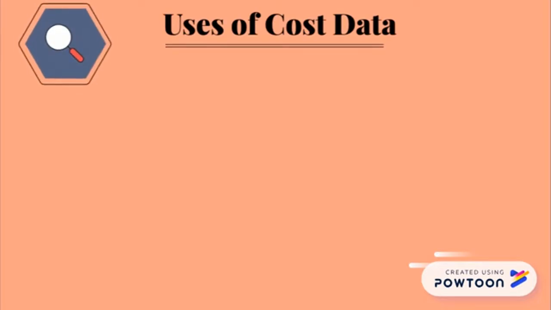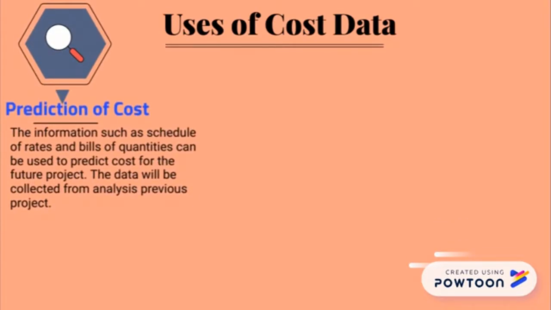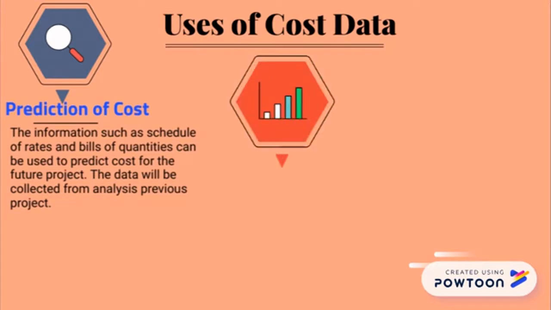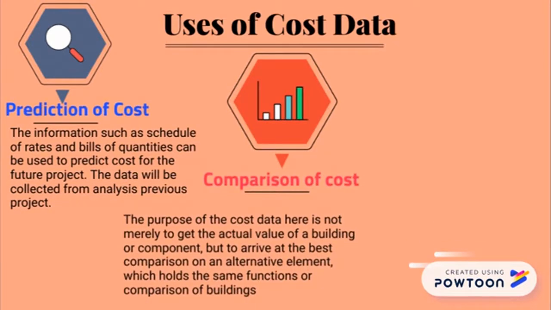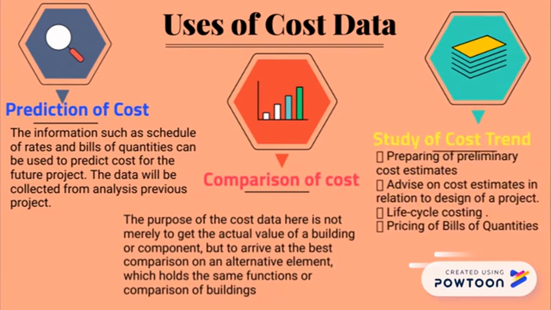The uses of cost data are, first, prediction of cost, which can be used to predict cost for future projects. Then, comparison of cost, to compare alternative elements which hold the same function. The last, study of cost rank, which contributes to preparing the preliminary cost estimate, advice on cost estimate in relation to design of a project, life cycle costing, and pricing of bills of quantity.